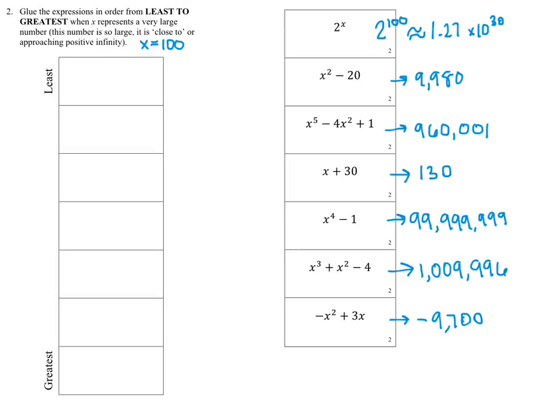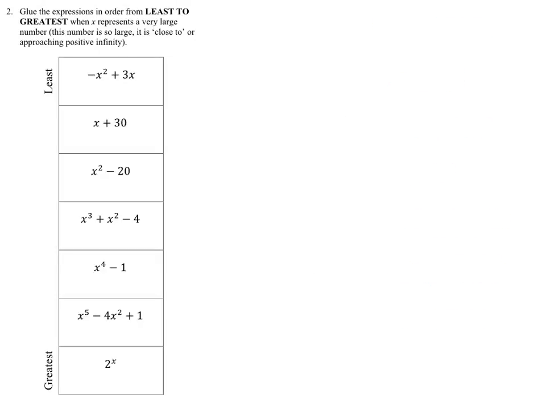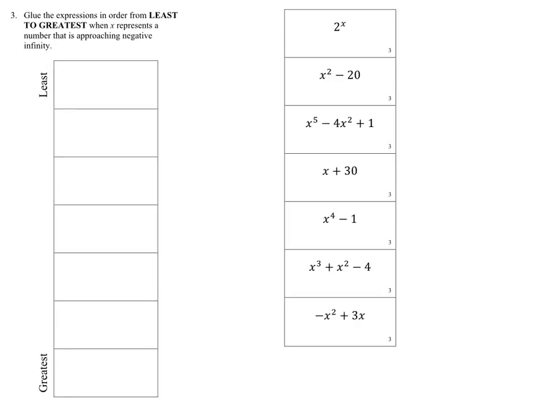So when I put them in order from smallest to biggest, this is what I get. Number 3 is once again a similar kind of thing, except it's asking me to put them in order from least to greatest when x represents a number that is approaching negative infinity. Once again, plugging in a number that's really close to negative infinity is going to cause issues with the calculator, so I am going to plug in x equals negative 100 instead.